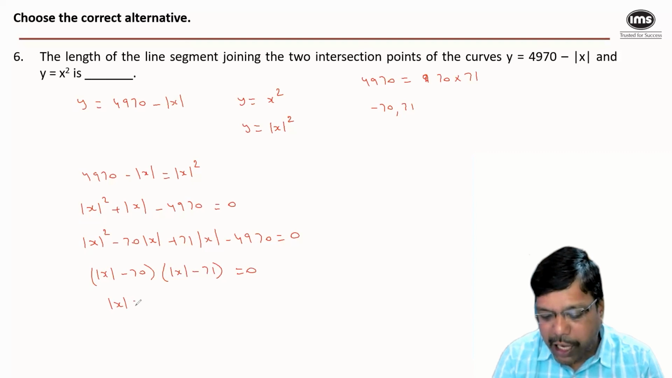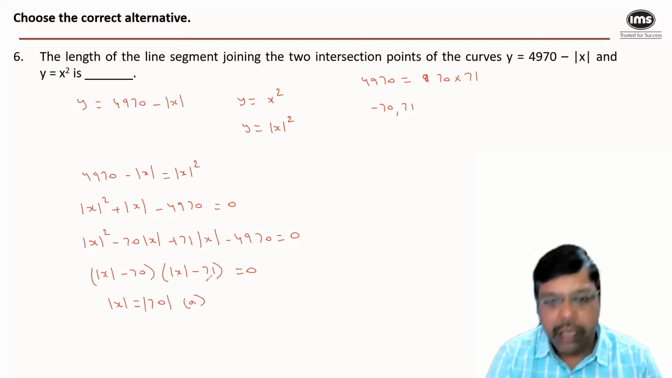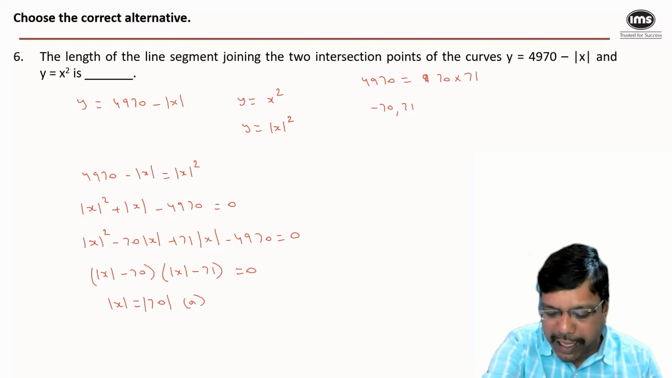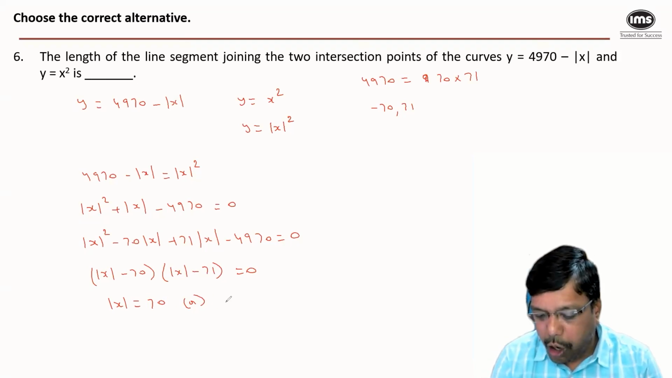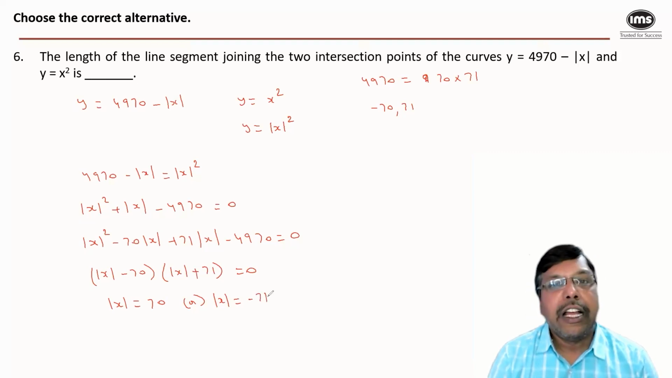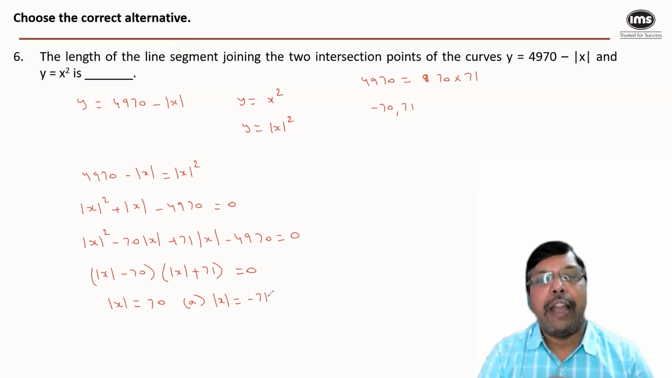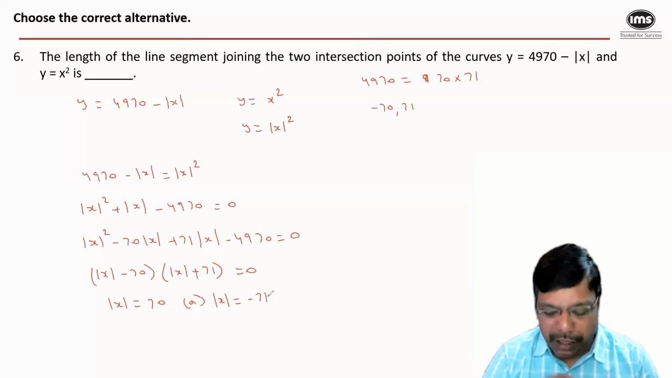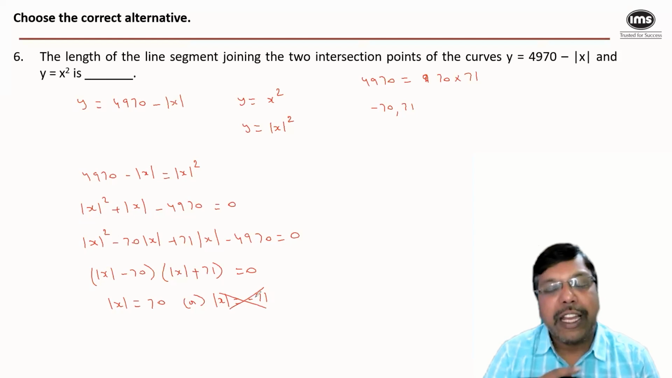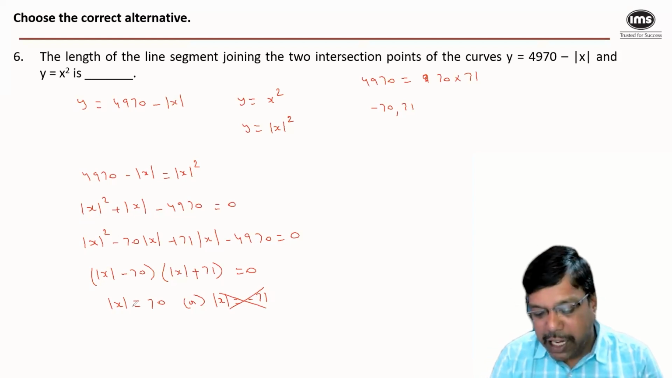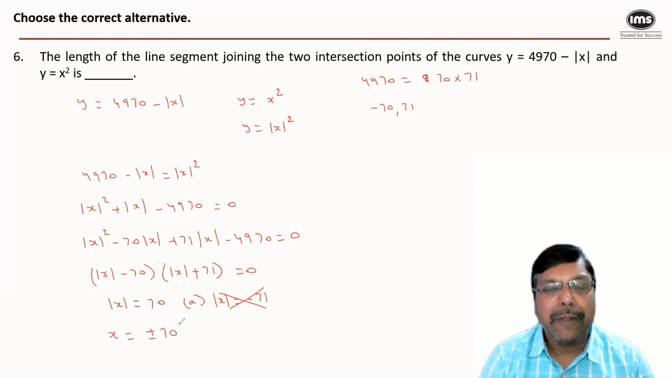Thereby, the value of mod x can be either 70 or minus 71. So if I take mod x as 70 or mod x as minus 71, it is very clear that the mod of a number cannot be negative. So which means mod x cannot be equal to minus 71. And if mod x is equal to 70, it means x can be either plus 70 or minus 70.